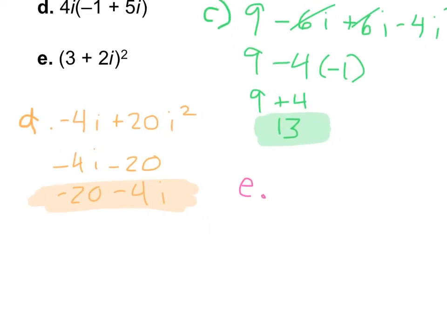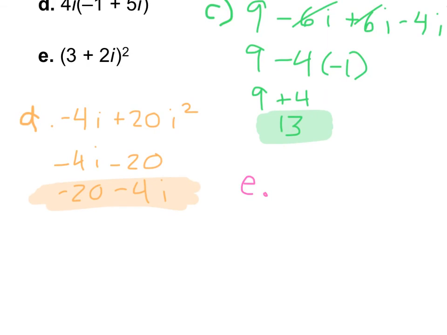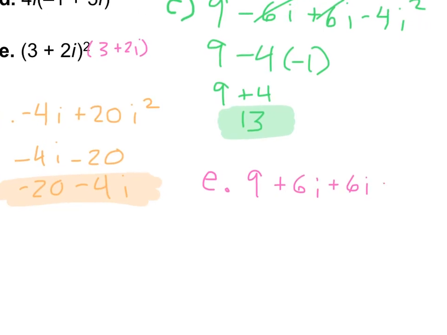All right, last one, E. What do we need to do here? We FOIL it. So this is like saying 3 plus 2i times 3 plus 2i. So multiply our first terms, our outsides, our insides, and then our last terms. So we have 9 plus 12i minus 4. We combine our whole numbers together, so we have 5 plus 12i.